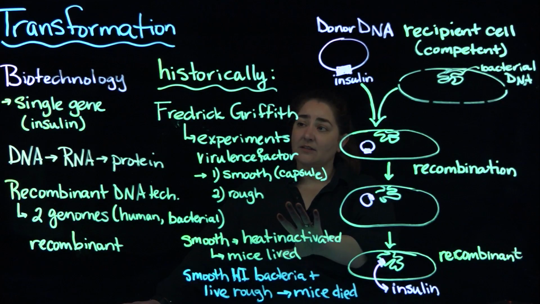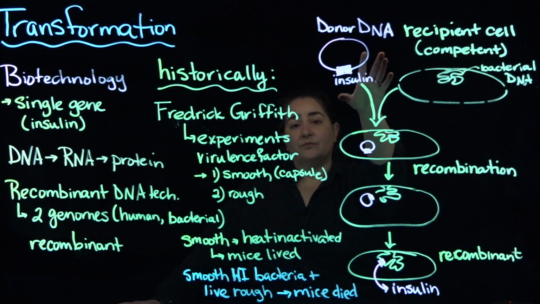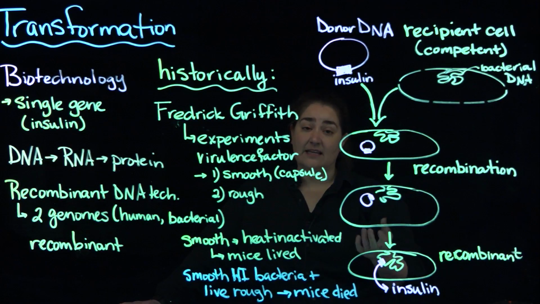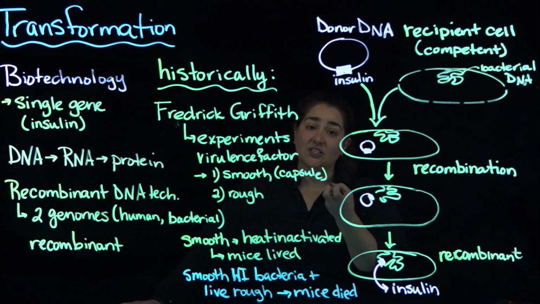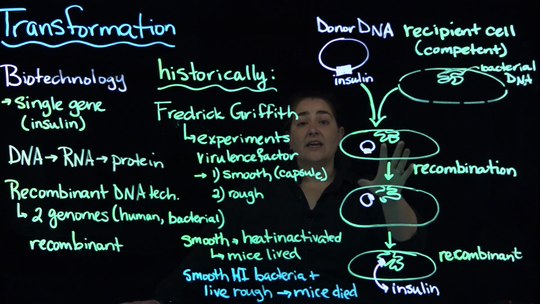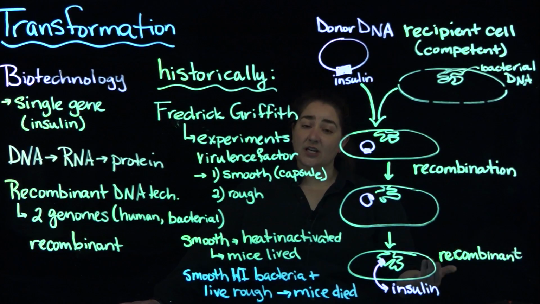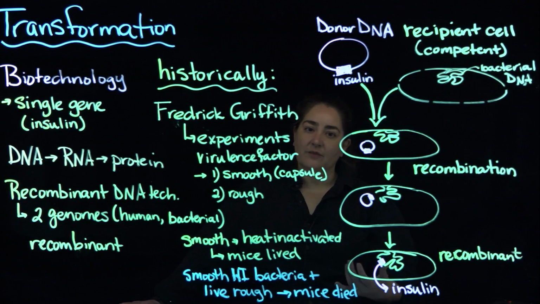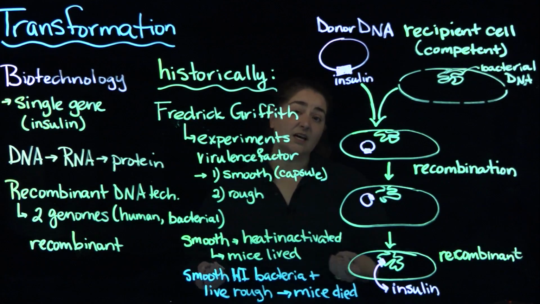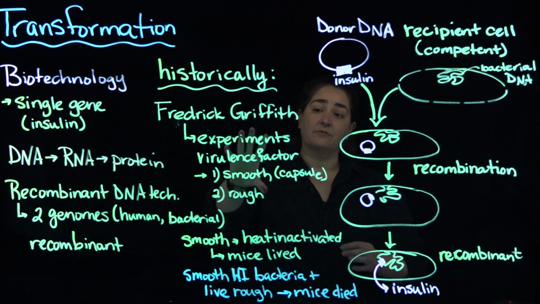Now, in the experiment that Frederick Griffith did, the DNA wasn't on a plasmid. In this case, it was just a fragment of DNA that was picked up by the recipient bacteria, by that rough bacteria. It picked up just the gene for the virulence factor, but again, once it picked it up, that changed the phenotype associated with the bacteria. So it went from being rough to smooth. And as a result, he observed that the mice died. Okay? So it's really kind of a neat process how that was discovered.